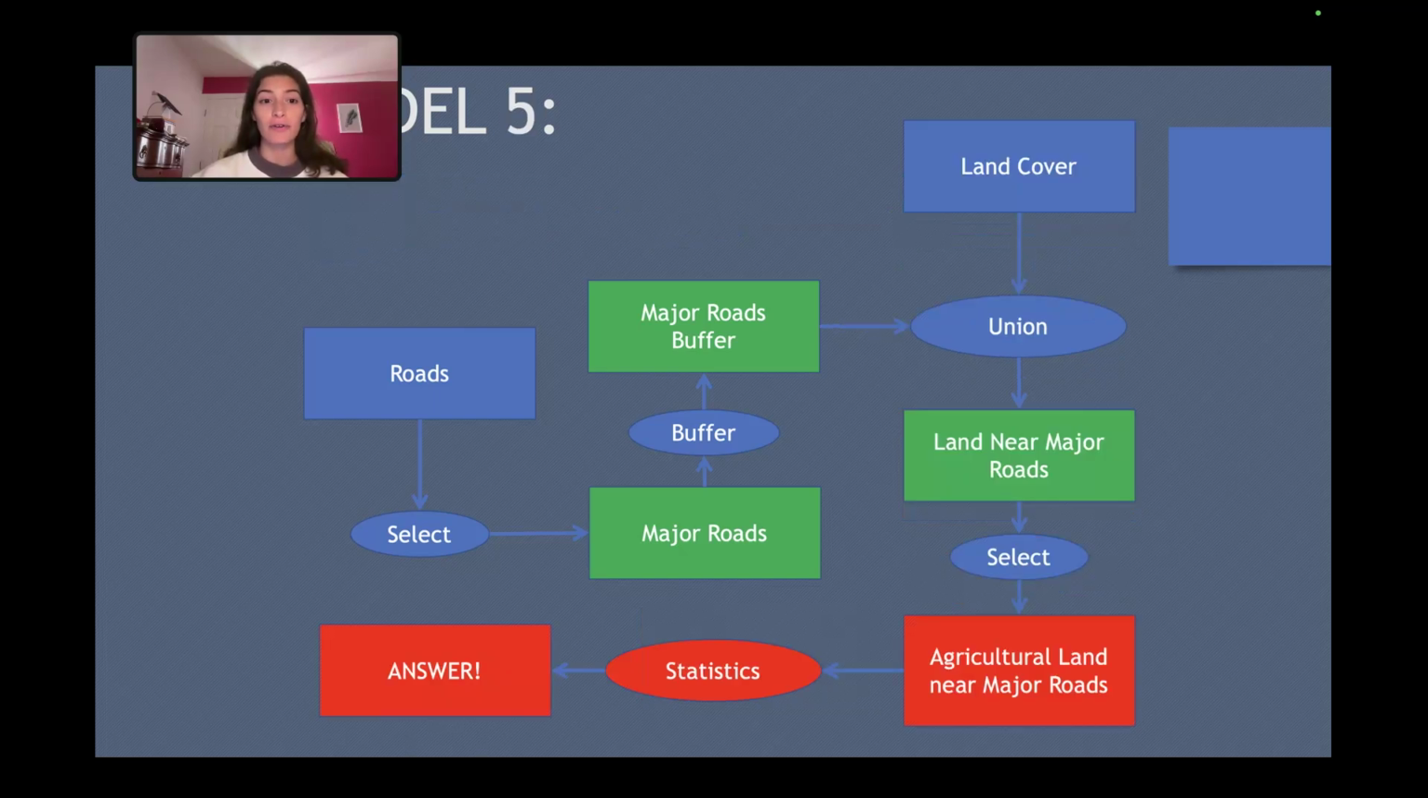Finally, we have Model 5. So again, we are taking a selection of major roads and putting a buffer around them. In this case, we are taking land cover and doing a direct union between land cover and the major roads buffer. From there, we have land near major roads. We make a selection for agricultural land that is near major roads, run statistics, and answer. So think through these, look at what you drew for your cartoon for that first question, and then we will flip through what works and what doesn't.